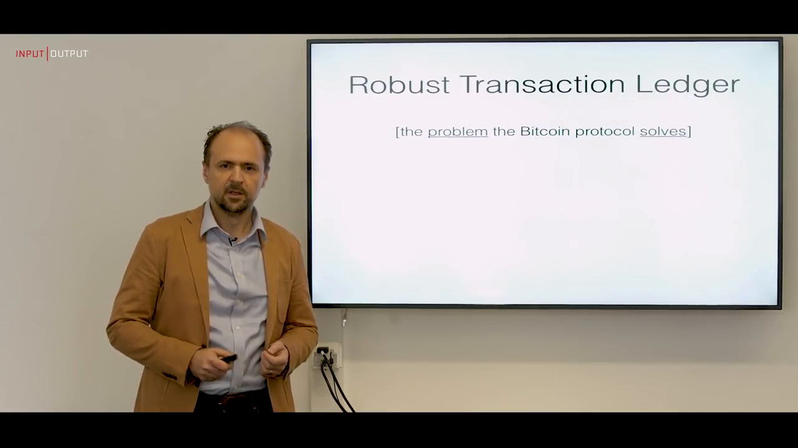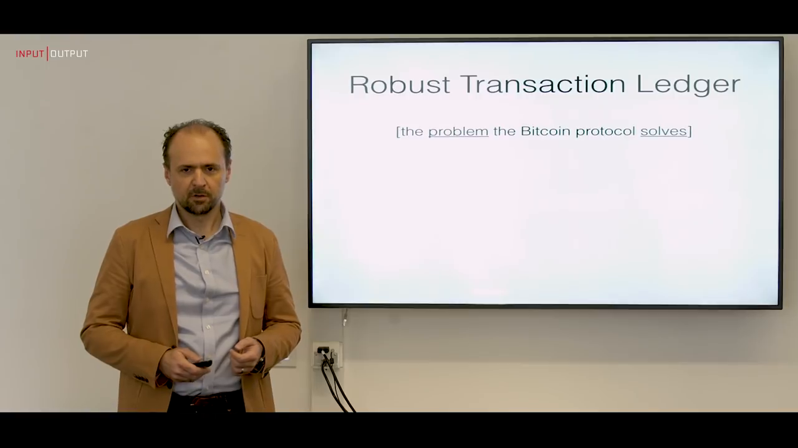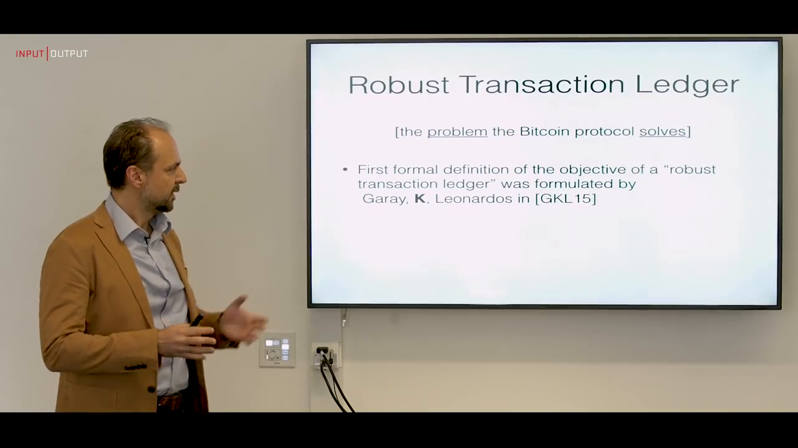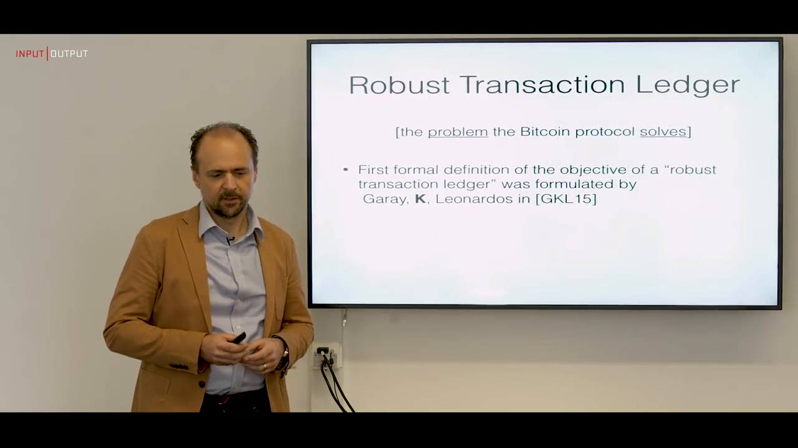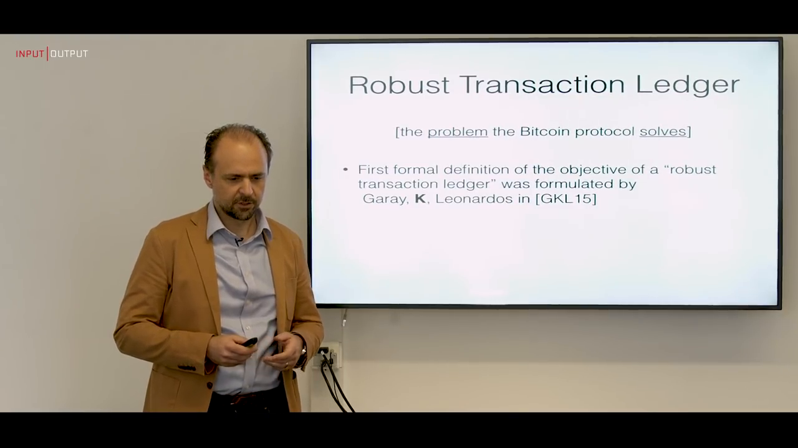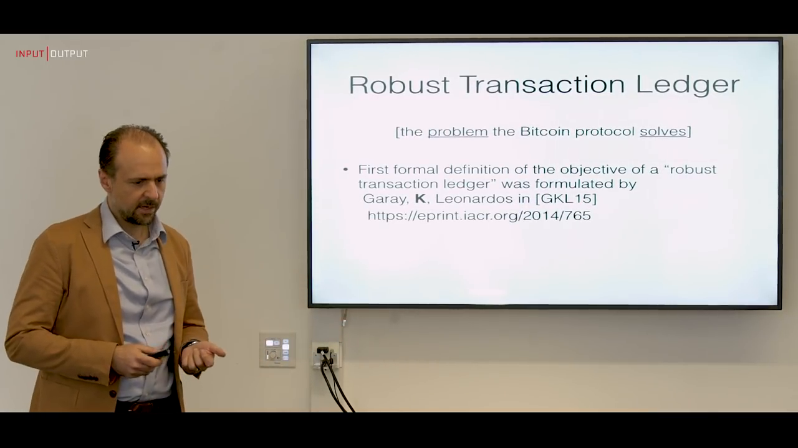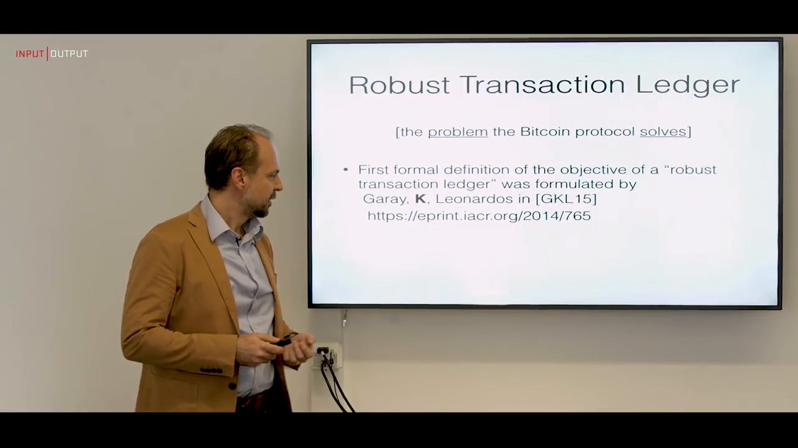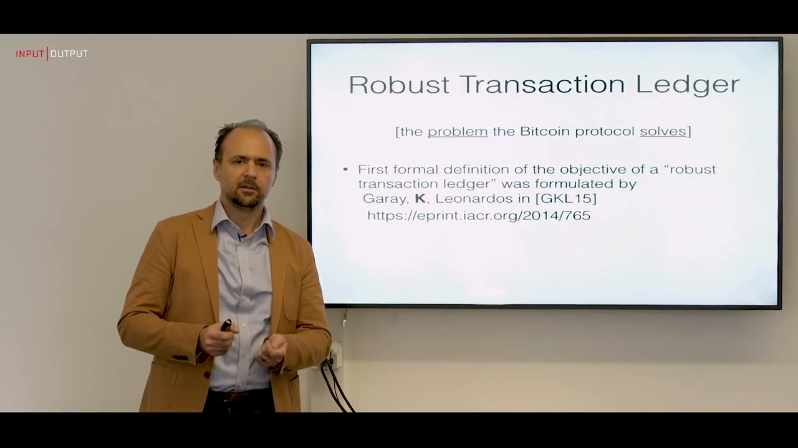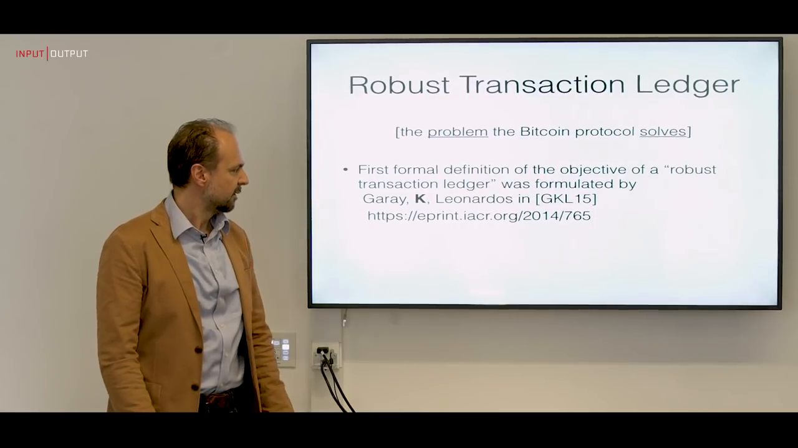Let me start with the concept of a robust transaction ledger, which is the problem that the Bitcoin protocol solves. The formalization of the problem was itself an interesting question, which we tackled a few years ago already. This was work with Juan Garay and Nikos Leonardos. That was the first formal definition of the objective of a robust transaction ledger. This work, which you can find here, basically set out a crisp model and an objective that a ledger protocol has to meet.